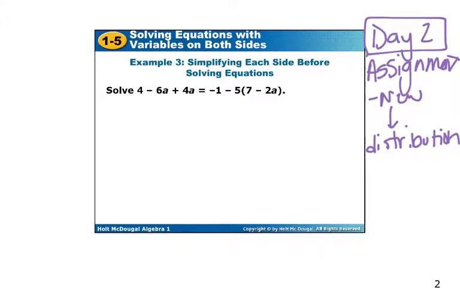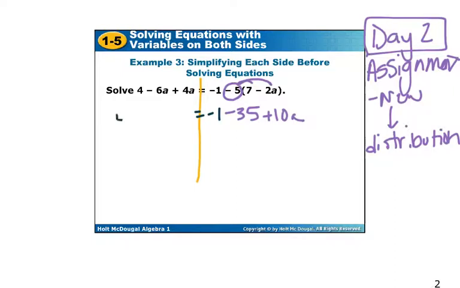So this is your day 2 assignment, and so the first thing that we're going to have to do, rather than moving something that has a like term, is actually distribution. So you can see here this -5 is outside of the parentheses and will have to be multiplied into everything inside. So if I take the time to distribute that, I'm going to still have the -1. Notice it was not going to be distributed. And then I will have -5 times 7, which is -35. And then -5 times -2, which is going to be +10. And then the a stays with it.